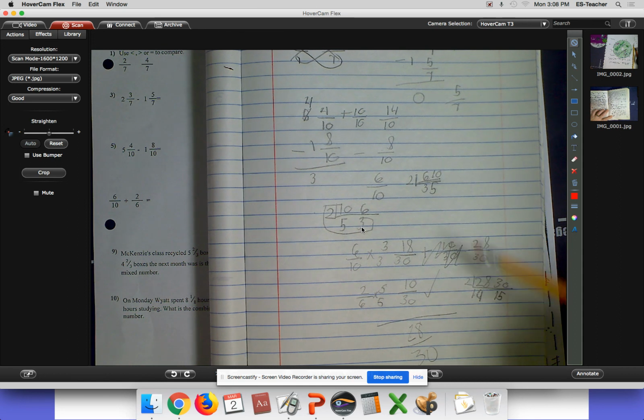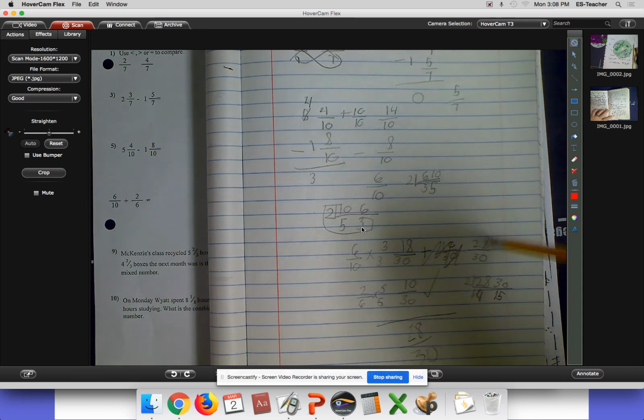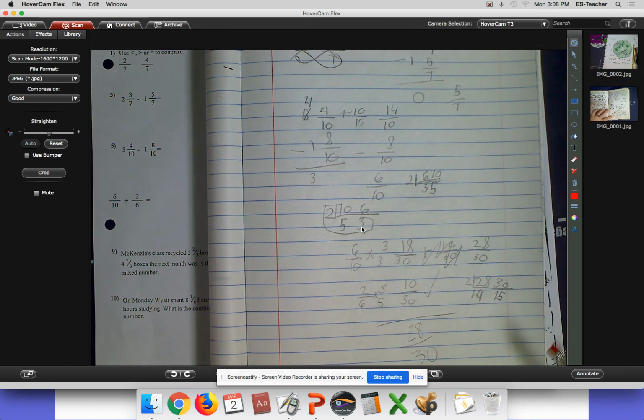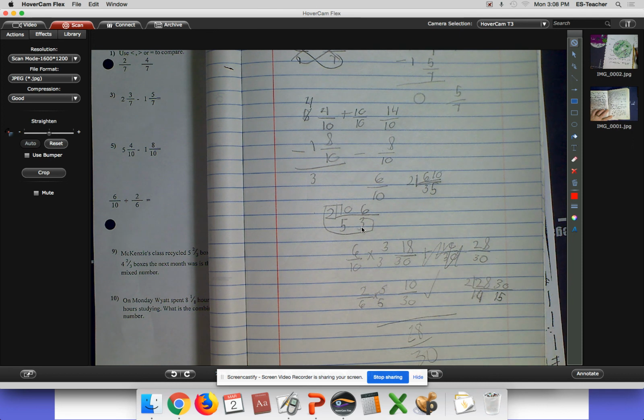28 over 30. And then you knew that those were both even numbers. So you knew they could reduce, right? So then you put them in there. And then you said you popped out a 2. 2 goes into 28 14 times. And 2 goes into 30 15 times. And then you said that is in the lowest terms because they're right next to each other on the number line. Yes, you're right. That's the correct answer.